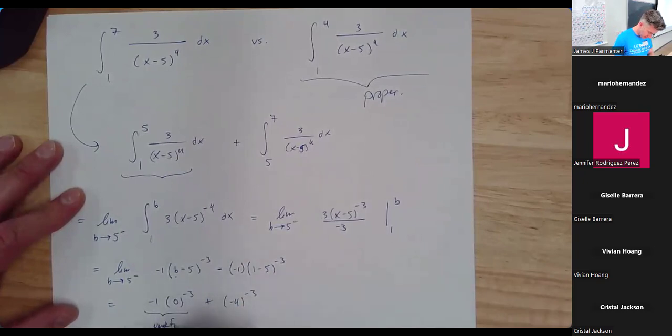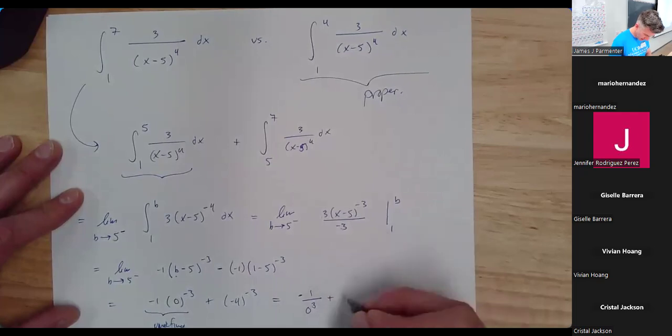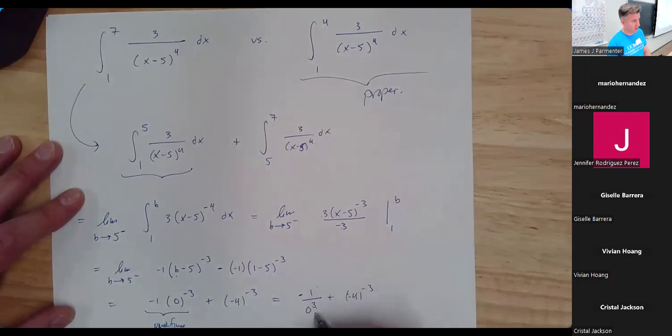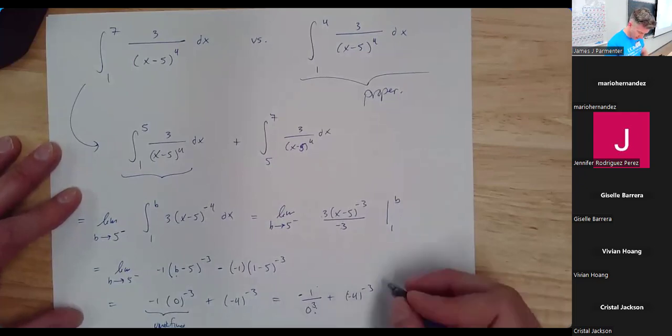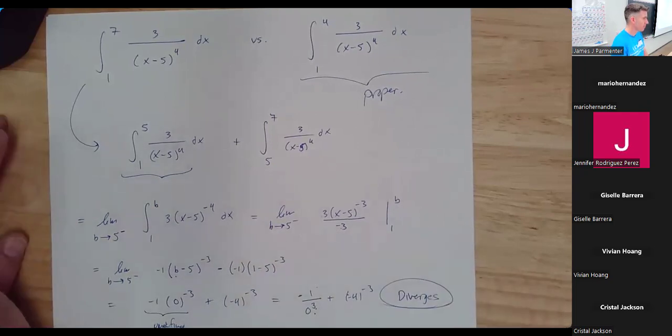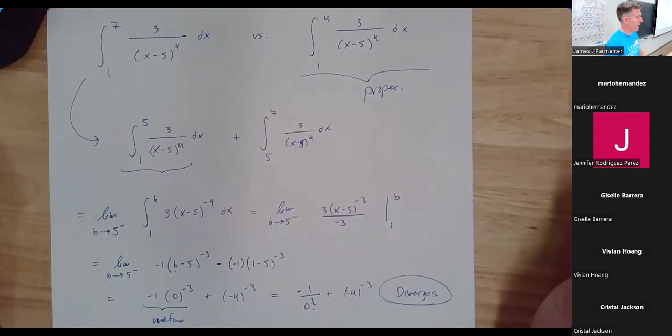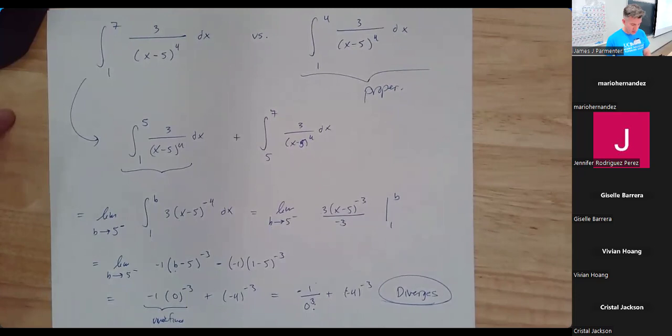If it helps, and I think it does help, you might rewrite it as negative 1 over 0 to the positive third, plus, I don't really care, negative 4 to the negative third. 0 cubed is 0, and 1 over 0 is division by 0, which is undefined. So this diverges. And I would not try to talk about how it diverges unless someone asked me to. I didn't check to see if this is diverging to infinity or negative infinity, and I don't think you really should.